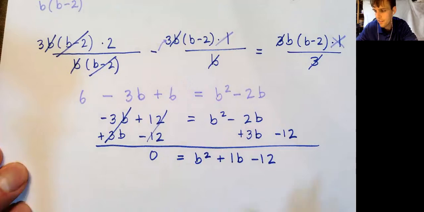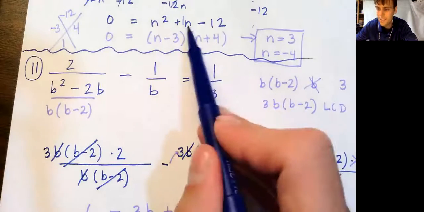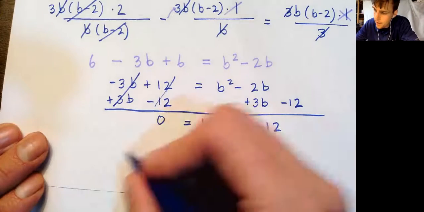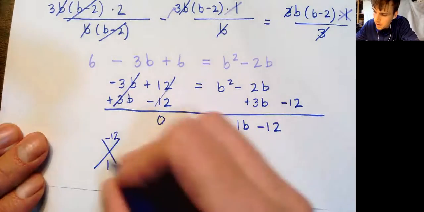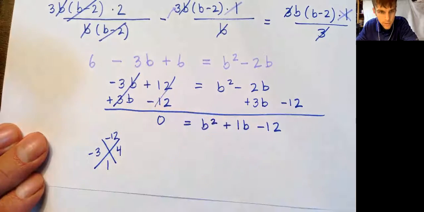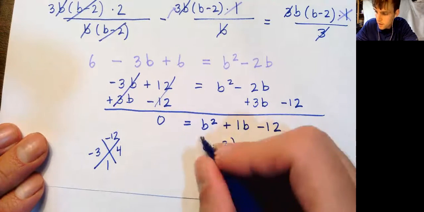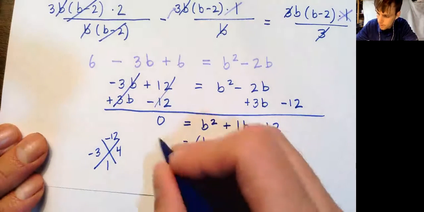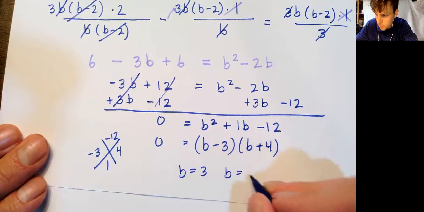This looks identical to that last one we had, except instead of n, it's b. It's funny how that worked out. Anyway, we're looking for two numbers that multiply to negative 12 and add to 1. Funny enough, it's the same as we had before. So this factors as b minus 3, b plus 4, which then gives us a solution, b equals 3, b equals minus 4.